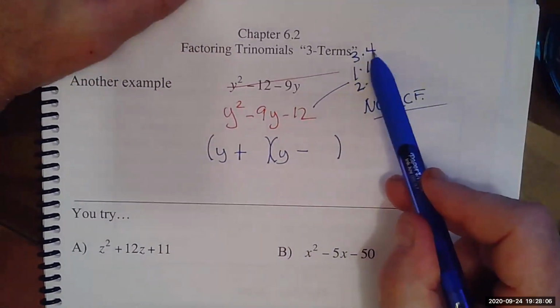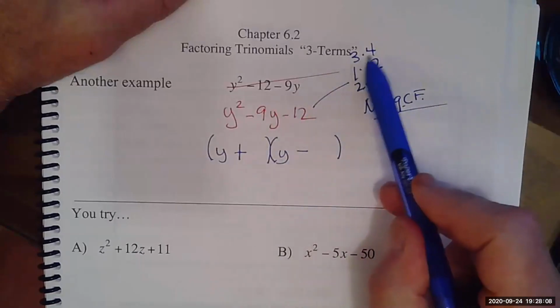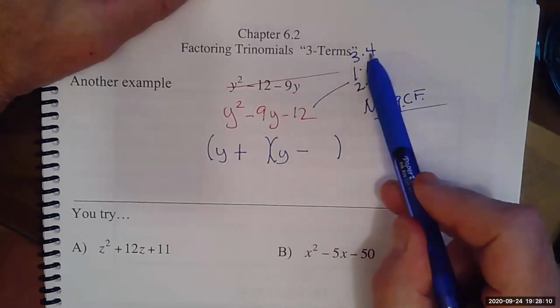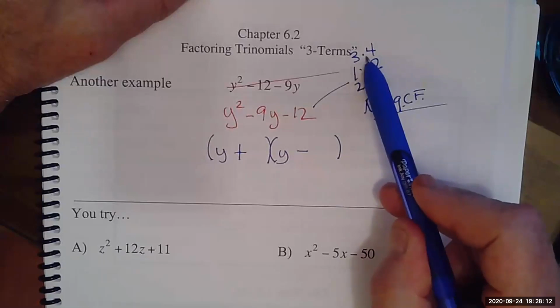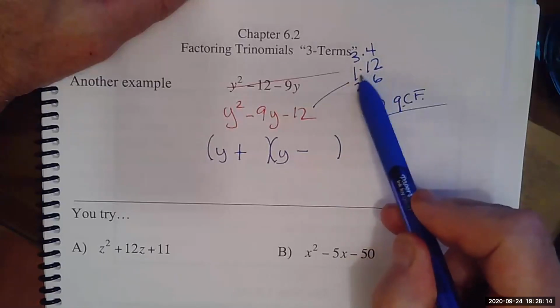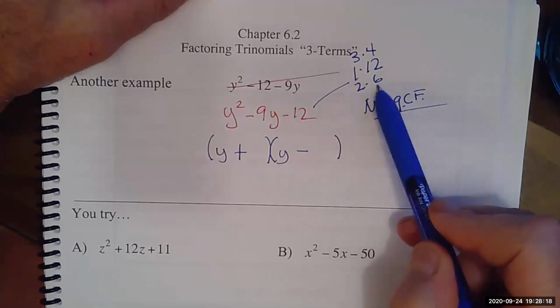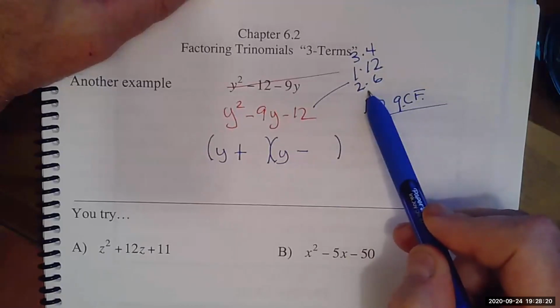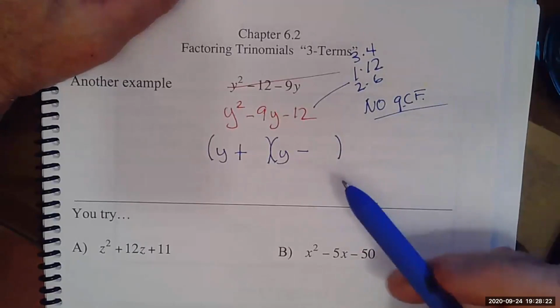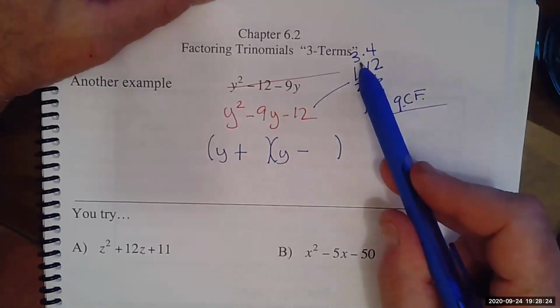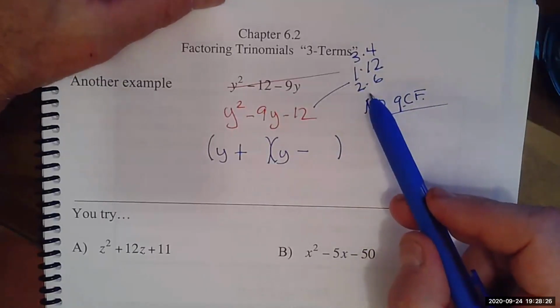So either add or subtract. Does it give me 9? No, that's 7 and 1. See that? Can this give me a 9? Nope. Can this give me a 9? Nope. So this is an example where you tried all your options right here and nothing worked.